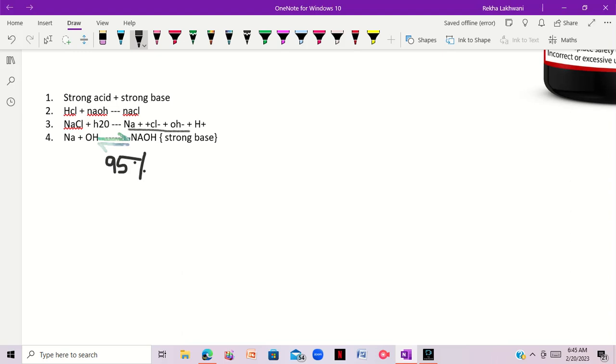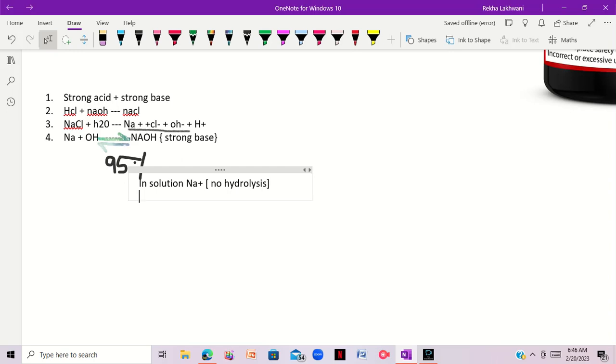So that's why you can see that in the solution, Na positive ion is still there. So what was the definition of salt hydrolysis? That when the ions of salt will combine with OH and H, right? But they are not combining. In solution, Na positive is still there, which means there is no combination of Na and OH. So it shows no hydrolysis, right?